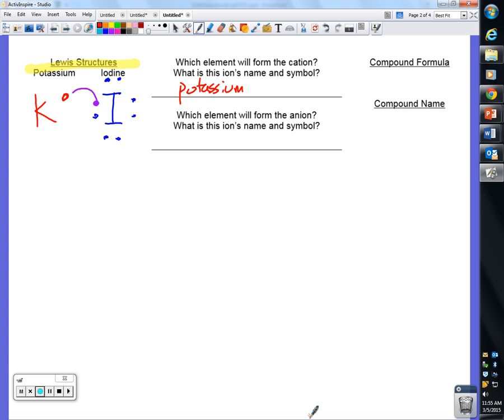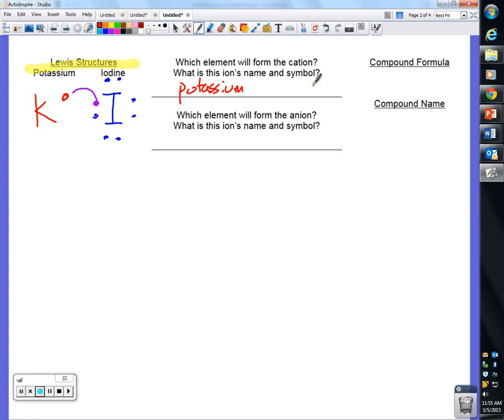After the transfer of the electron, how many protons does potassium have? 19, because that's potassium's atomic number. But how many electrons does it have now? Only 18, okay? So it has one more proton than electron, right?